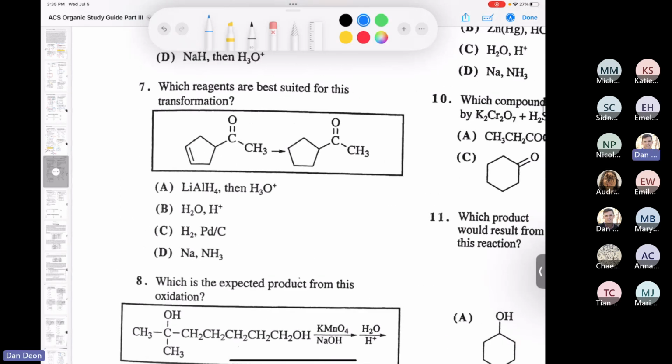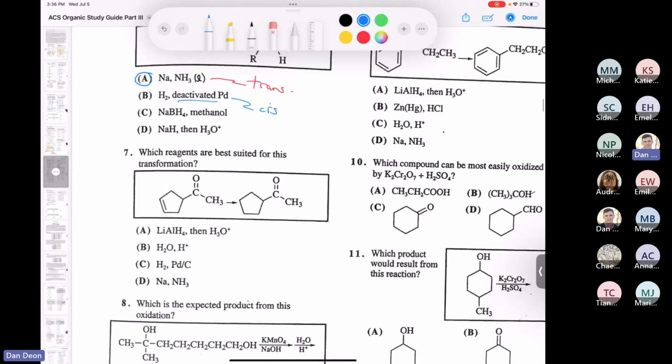So we're taking this alkene and this ketone, and we want to reduce it. So we want to reduce an alkene and a ketone. We know that we can't use A because A is going to reduce the ketone. The next one is just aqueous acid, which would form an alcohol, and we don't want to do that. The next one is a hydrogenation. A hydrogenation could work. And then the next one is sodium metal reduction. All right, does anybody know what the best answer for number 7 would be?